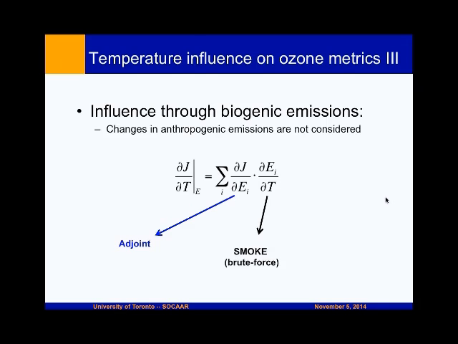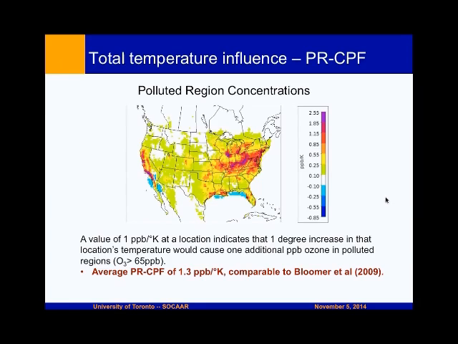And this is what we're going to get. Let me just explain what these numbers mean. This is ppb per Kelvin. So if you have a value of 2 ppb per Kelvin, for example, here, it means that if the temperature at that location increases by 1 degree, then there will be a 2 ppb increase in polluted regions concentration somewhere. Where that 2 ppb increase is going to materialize is not something that we know from here.